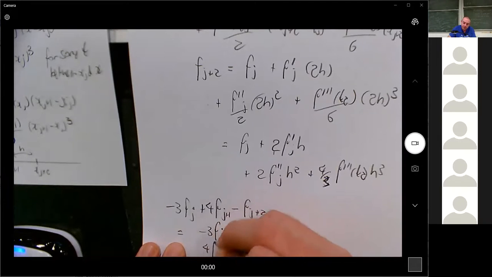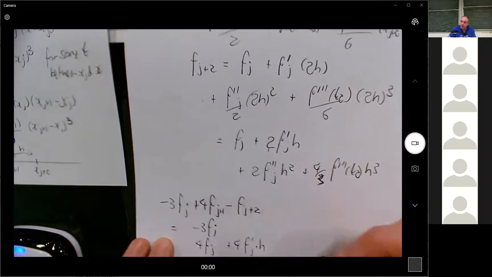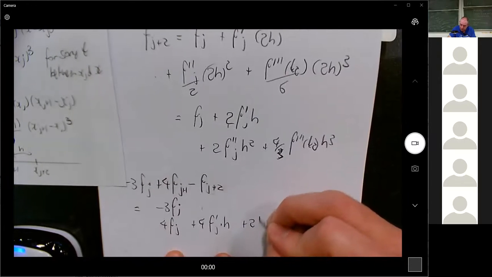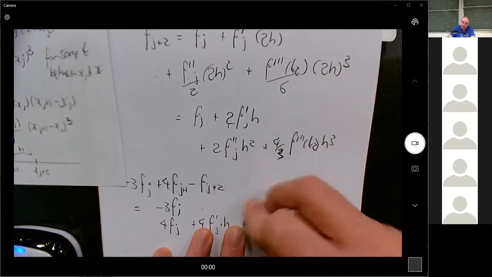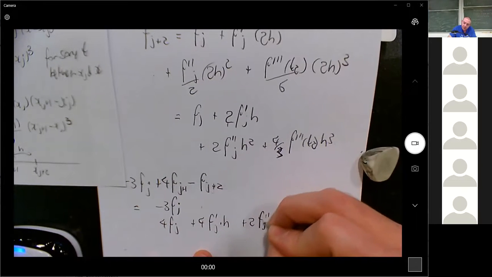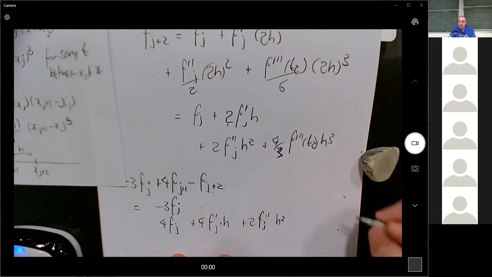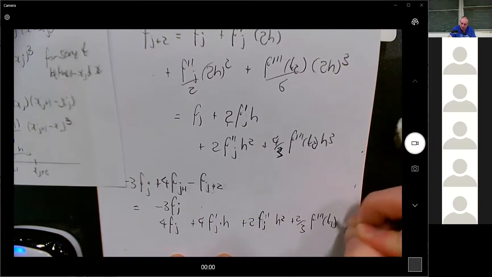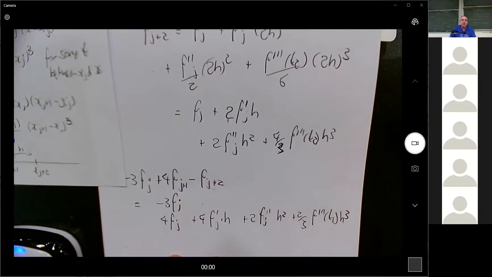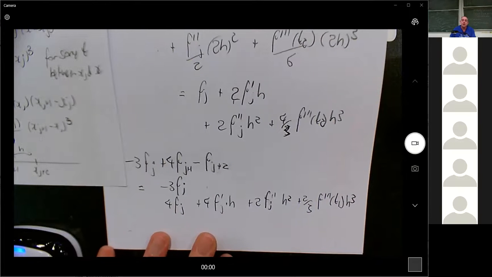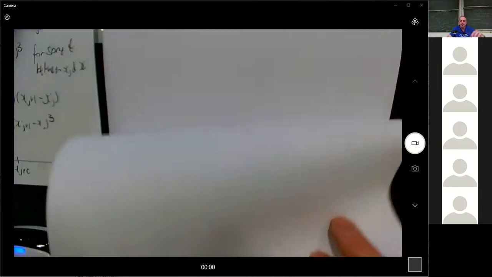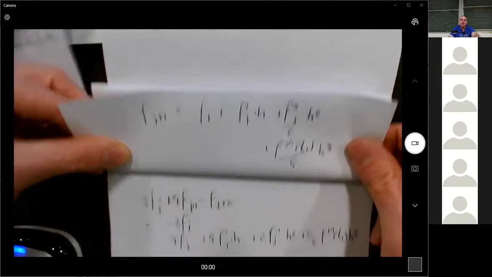4fj plus 4 lots of f dash j times h, plus 4 divided by 2 h squared, so 2 f double dash j h squared, and then 4 divided by 6 is 2 over 3. So that's what that one works out to when I multiply it by 4. So we had this, and I multiplied each term separately by 4. That's what I did.